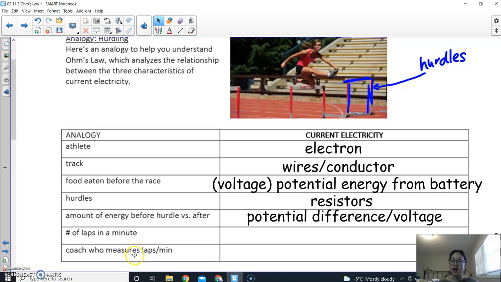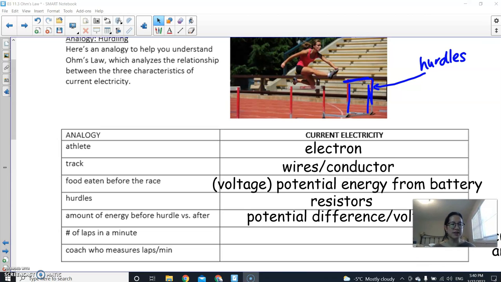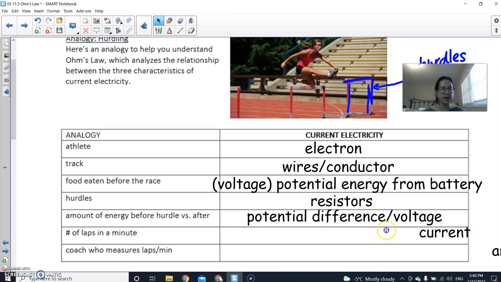If we have the number of laps per minute, this would be like the current. And then if we had a coach timing on the sidelines, that would be like the ammeter, which is a meter that reads how many electrons go through. So an ammeter is the measuring device that measures current. Okay, so that's the analogy.